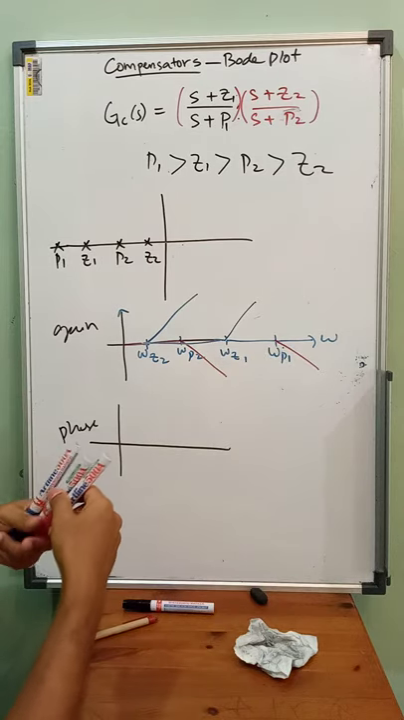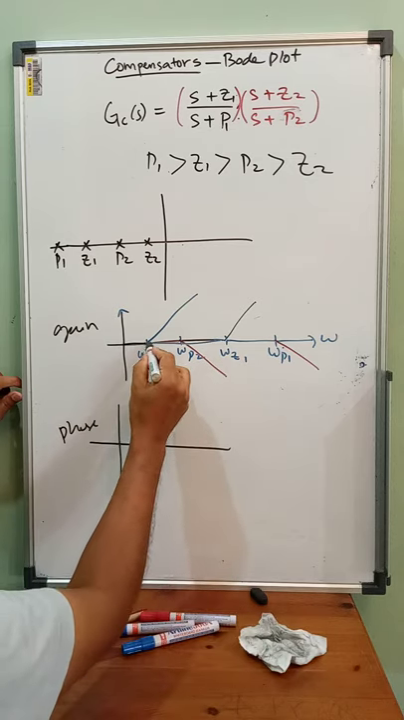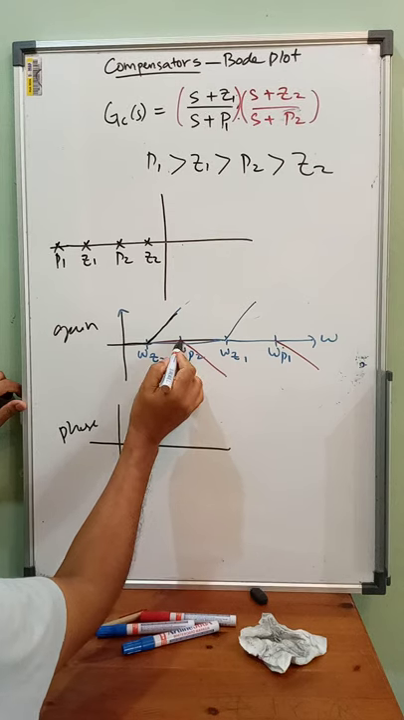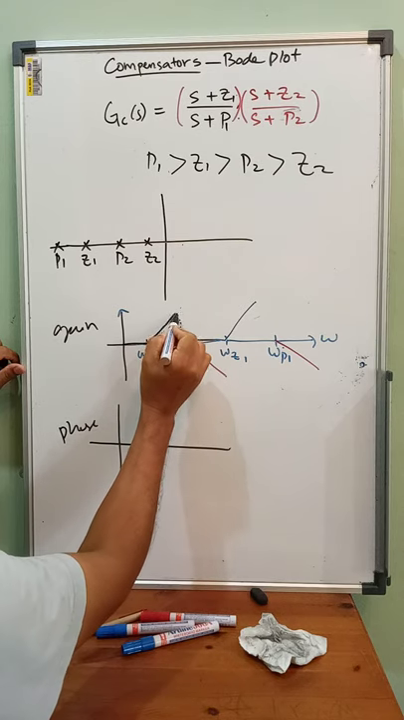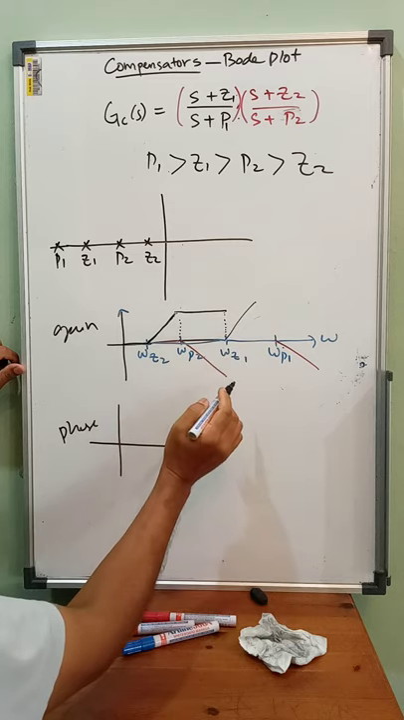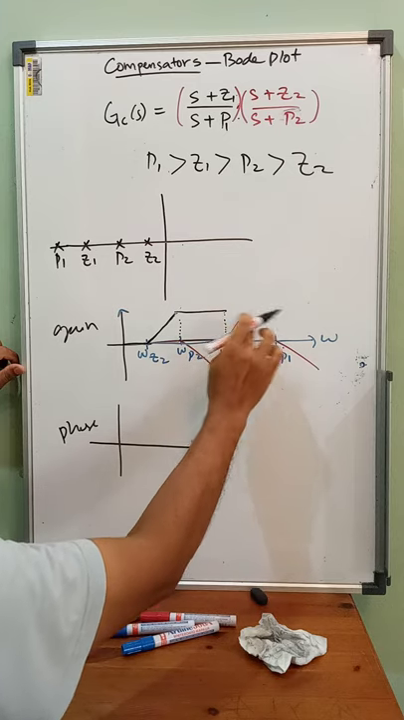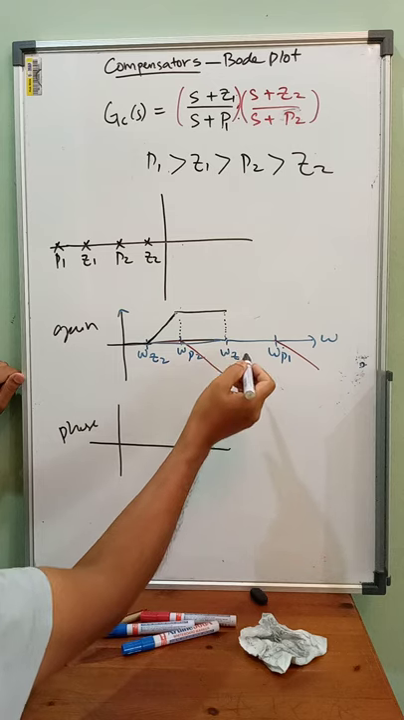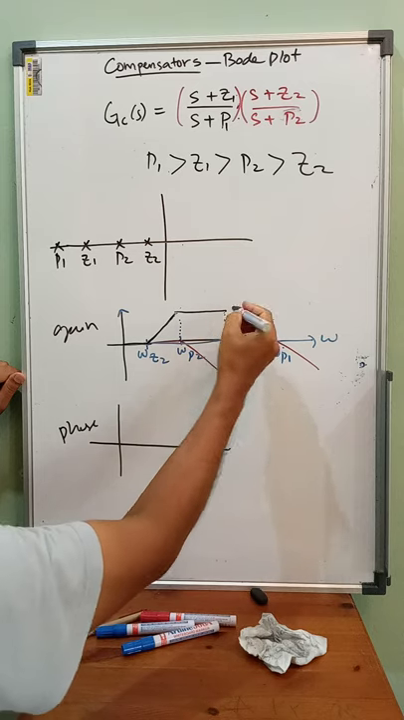Okay, what you can see is that the total will increase. This one will become flat. So this one plus this one is flat until this part. Then we add this one, and this one cancels.